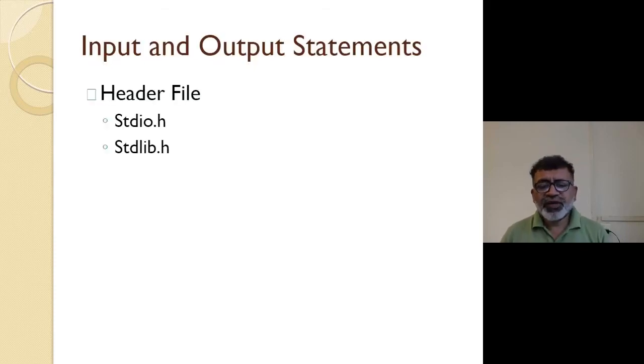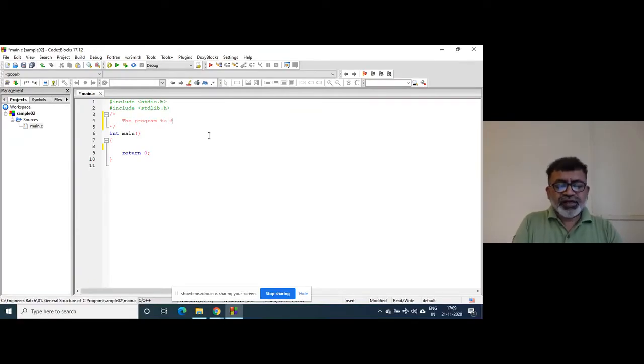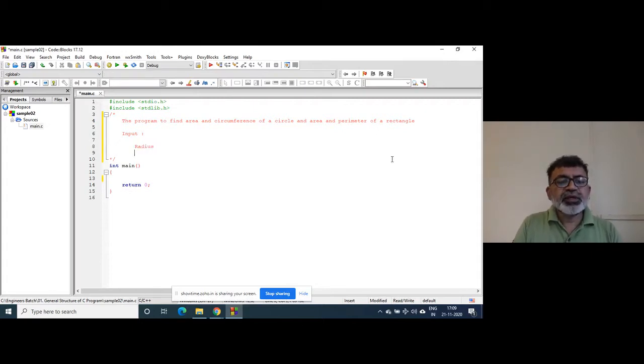Now, we will write a few programs today. Before we start, tomorrow we are going to start a new chapter. Program: find area and circumference of a circle. So, what is the first of all input? What should be input? Radius, length, and breadth. This will be input. What will be output?